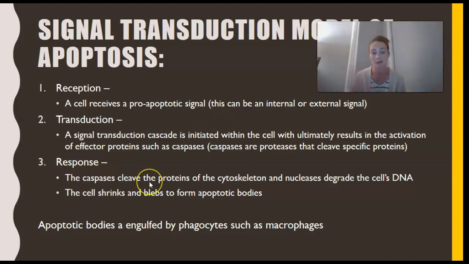Response: the caspases cleave the proteins, the nucleus degrades the cell's DNA, the cell shrinks, and blebs form apoptotic bodies. I've seen before where you've been asked to summarize apoptosis in a 3-mark question. They are the 3 marks that question is looking for, so that you can identify what the signal is, whether it's inside or outside. Again, I'll talk about that more in a second.